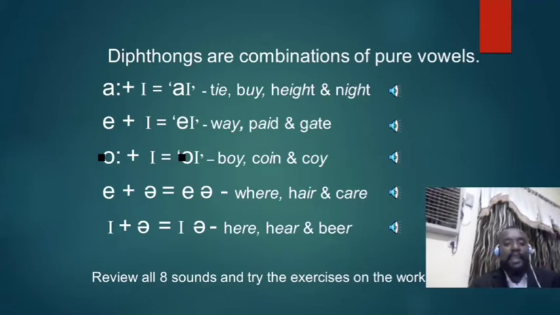A, way, bird, and bird. So oi, boy, coin, coin. So wire, hair, and curve. So we say F. And ear, for example, here, here, and here. So we say here, and here, and here.